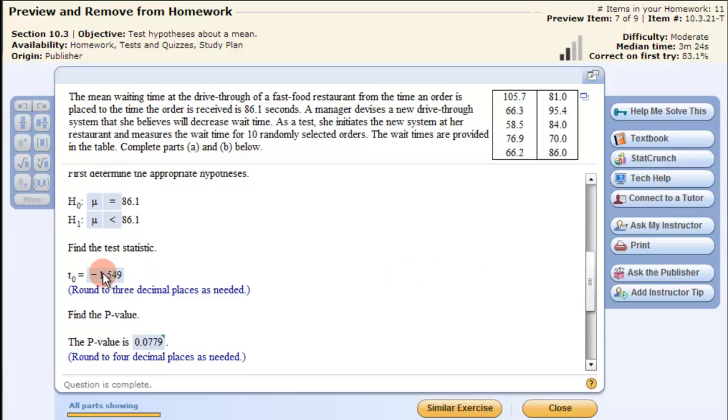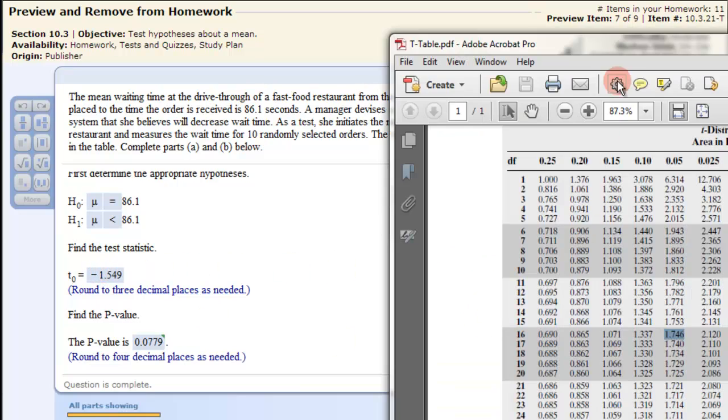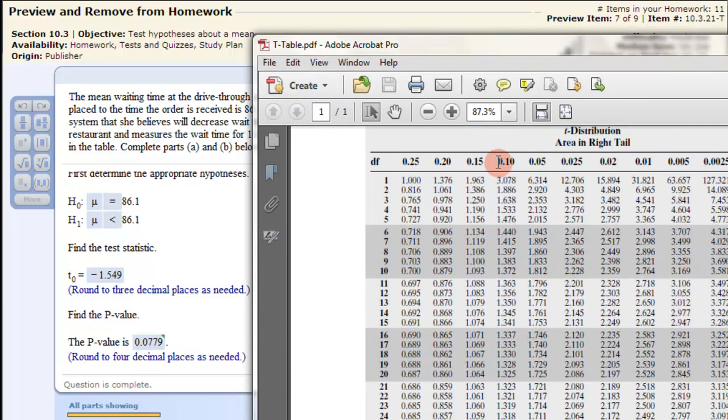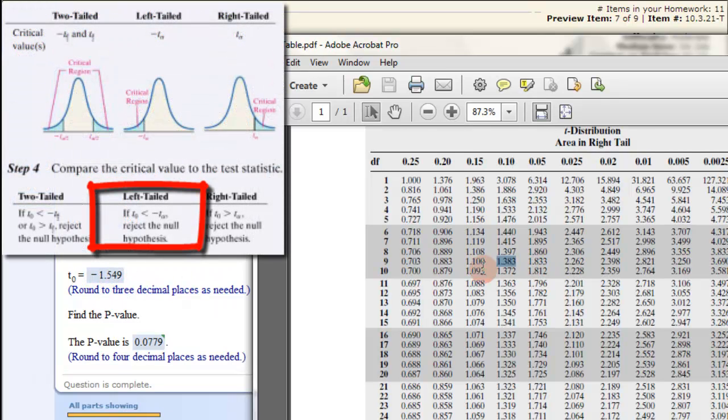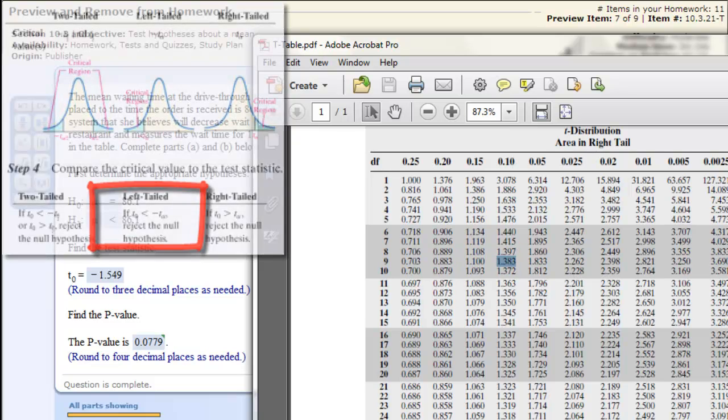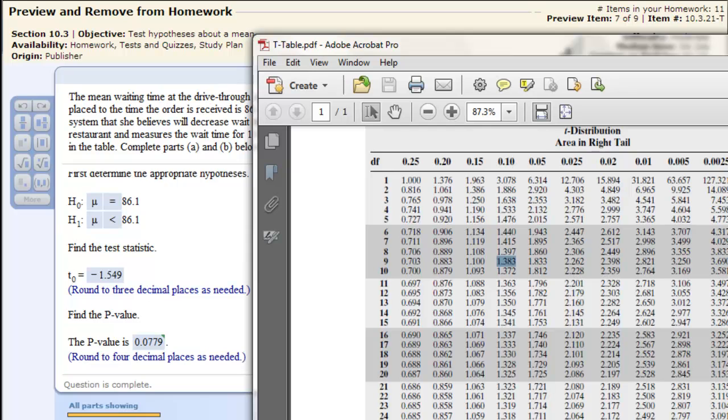And just a quick check, we can actually see that on the t table as well. The 0.1, and then how many degrees of freedom? 9. 1.383. It's negative because it's a left-tail test. Our negative 1.549 is to the left of that, which would also say that we reject it. It's in that critical region. So that's how you do hypothesis testing on a population mean with a TI calculator.